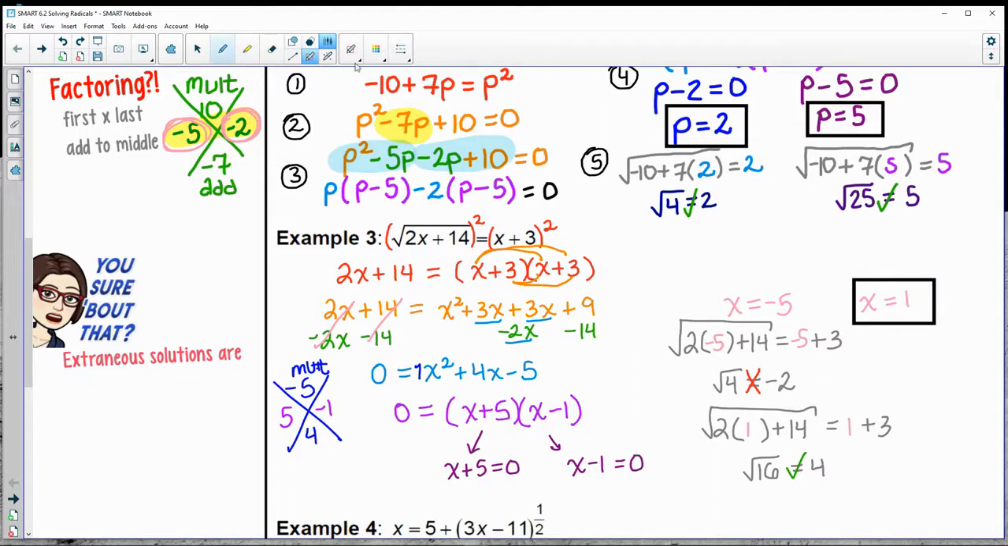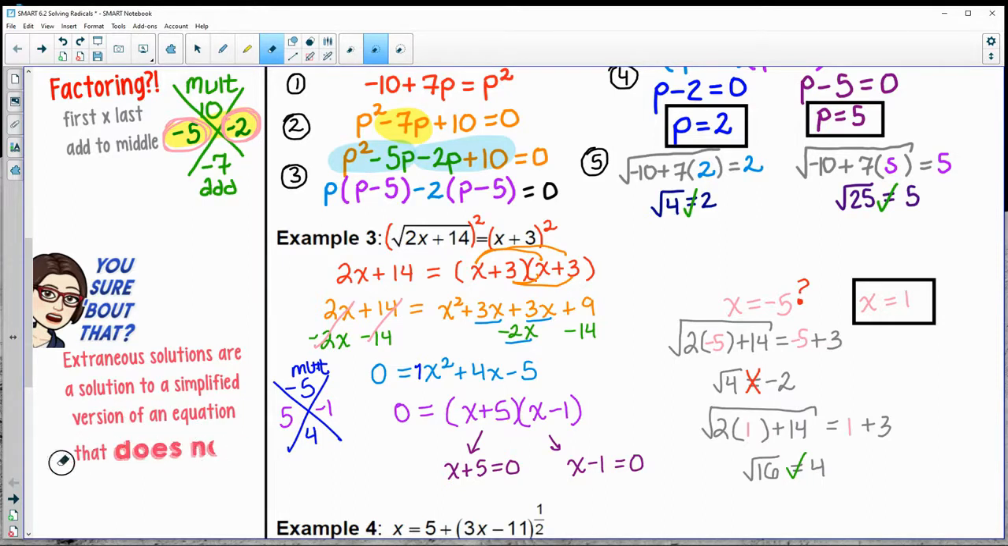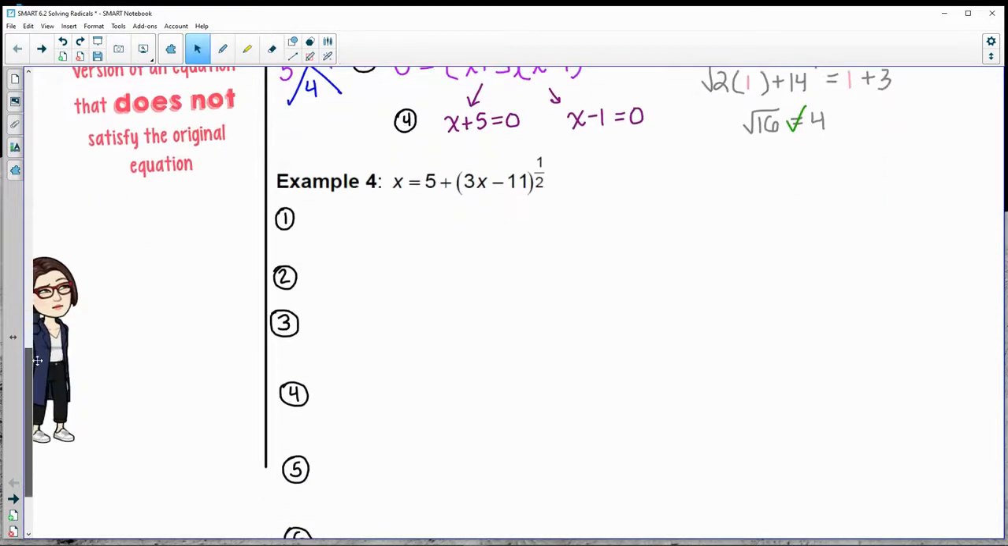So what are we going to call the solutions that basically appear extra? So these are what we call extraneous solutions, and they are solutions basically to a simplified version of an equation. And the problem is it will not satisfy the original equation.